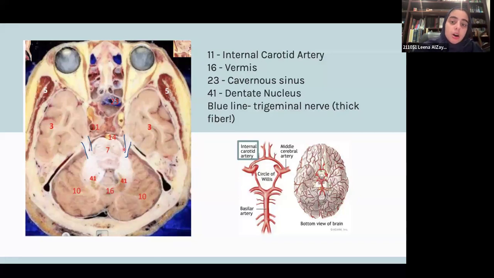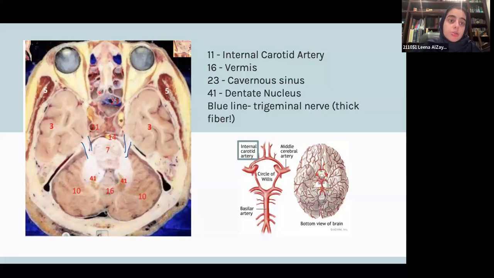Okay, and the blue line is the trigeminal nerve. Actually, when I said the option before, I think I was right about it, and this is the trigeminal, because you can see how thick the nerve is. It's coming out of number 7, which is the pons. This is the temporal lobe, and number 11 is the internal carotid artery, which we said. And this blue thing over here, number 23, is the cavernous sinus.